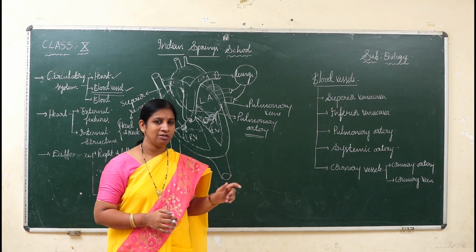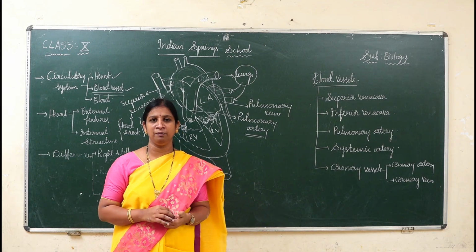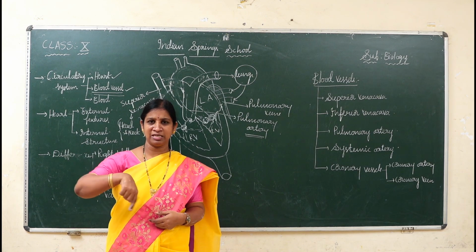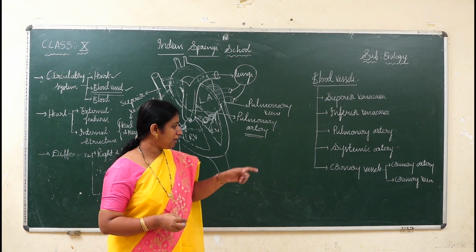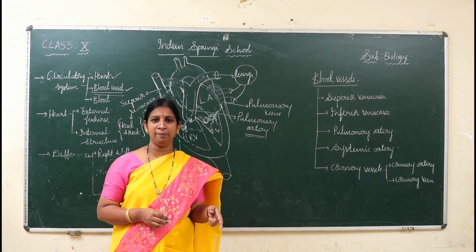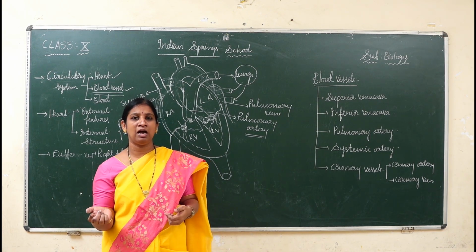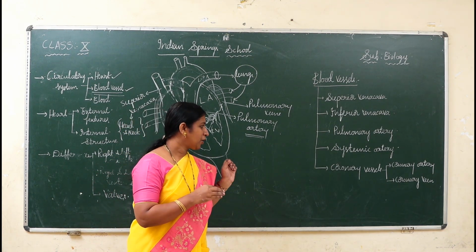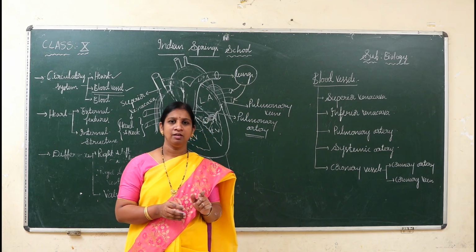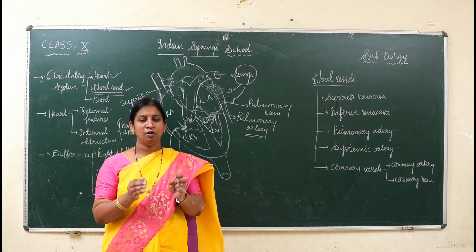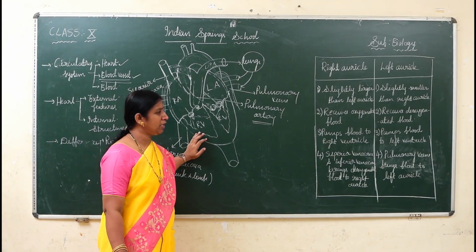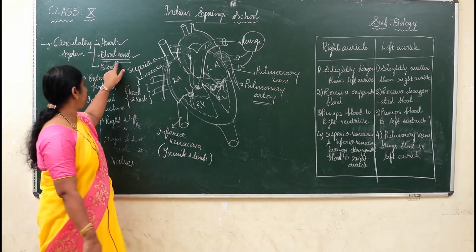Coronary artery's speciality is that it carries blood from inside the heart to the walls of the heart, in the sense from inside to outside. In the same manner, coronary vein carries blood from outside the walls of the heart to inside the chambers. Clear? So in this way, coronary artery and coronary vein together work only for the functioning of the heart. I hope you understood, children. We discussed the blood vessels.